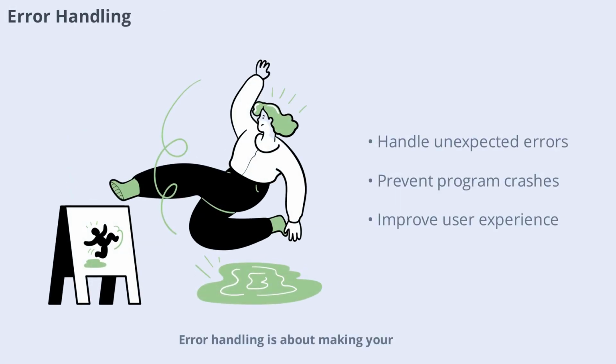Error handling is about making your programs robust by dealing with unexpected situations. Instead of crashing, your program can catch errors and respond gracefully, such as showing a helpful message or trying again. Learning to handle errors makes your code more reliable and user-friendly.